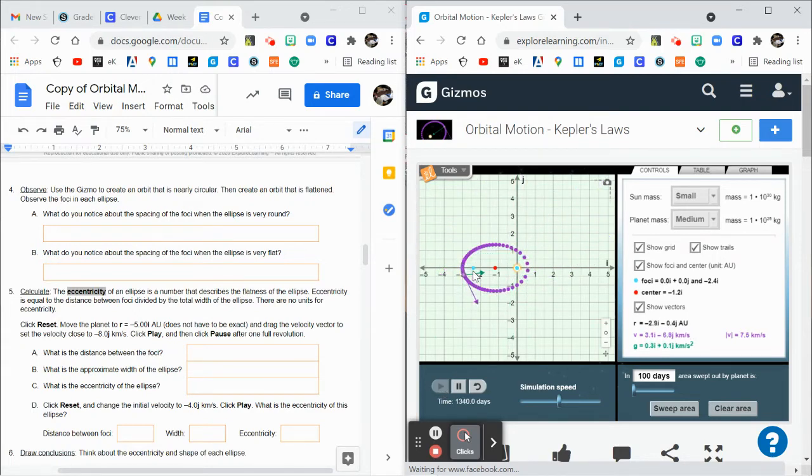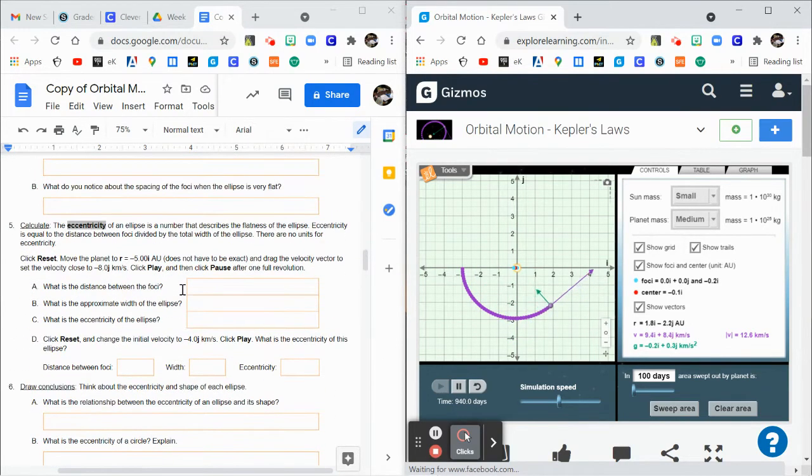So there's f sub 1 and f sub 2, right? Foci 1 and foci 2, they're very separated. And then when they are closer together, right? What do you notice?